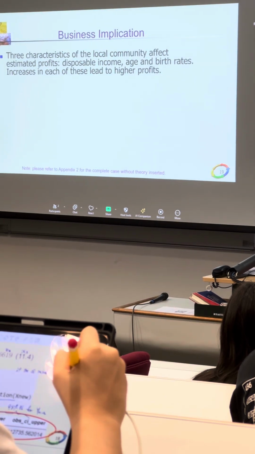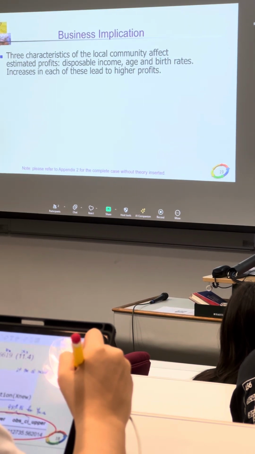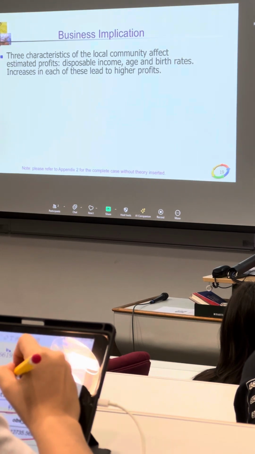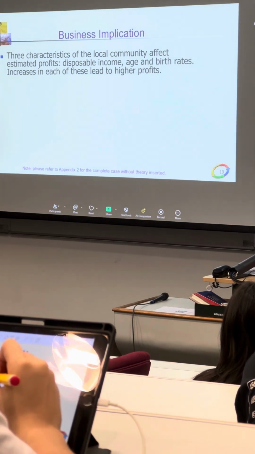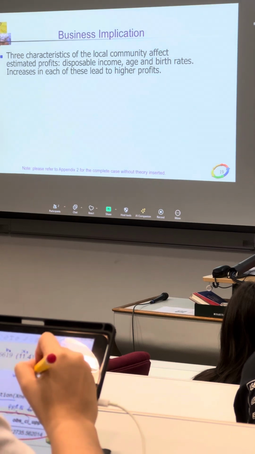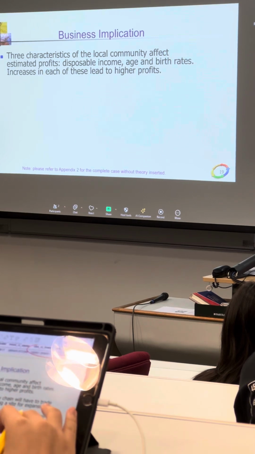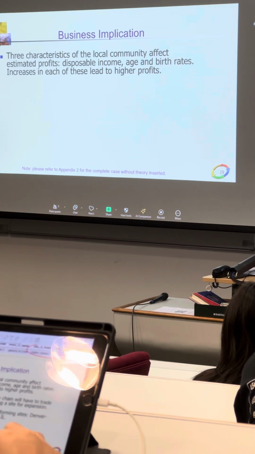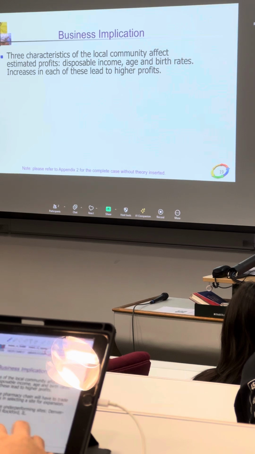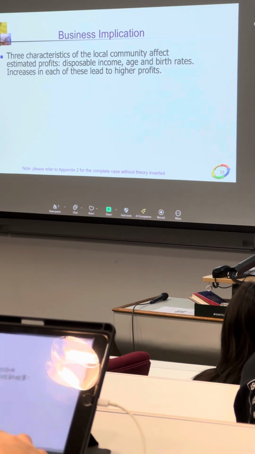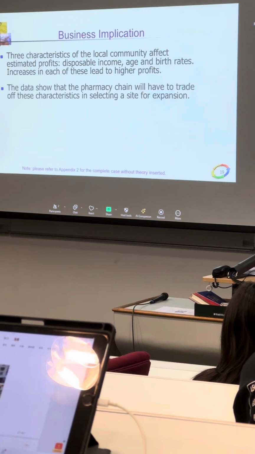Now, let me summarize our case and we look at the business implication. We identify 3 characteristics of the local community that can affect the profit of the pharmacies. That will be the disposable income, the age, okay, that is the percentage of old age people, and also the birth rate. Now, we find out that all 3 predictors have positive impact on Y, okay? So that means that increasing the value for these 3 predictors can increase the profit.